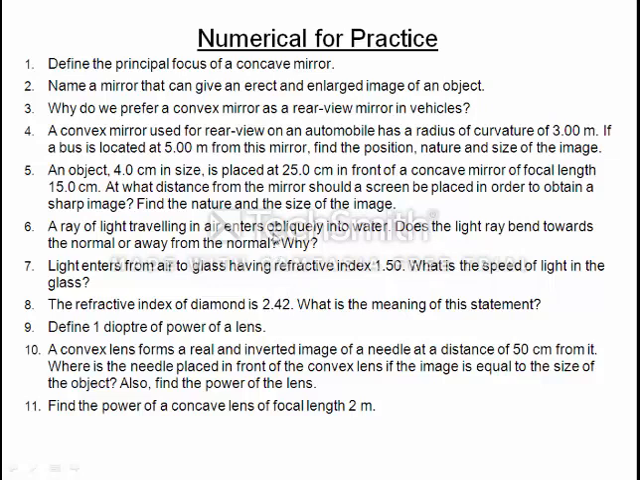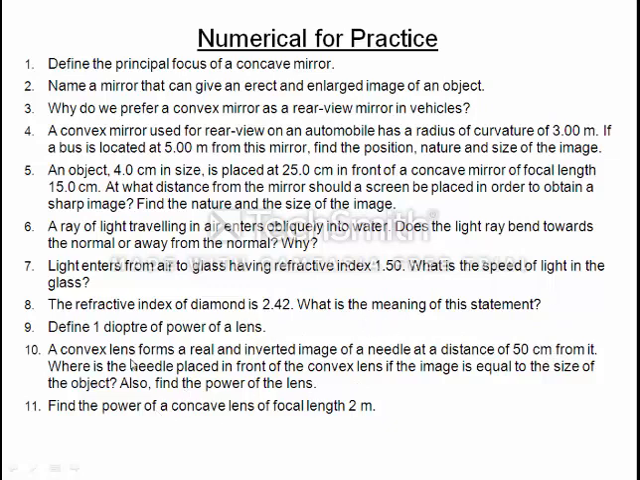We have studied that whenever light moves from a rarer to a denser medium, it moves towards the normal, and whenever a light ray moves from denser to rarer, it moves away from the normal. In the previous slide I have already explained what we mean by 1 diopter of power of the lens. Now here a concave lens is given, and it forms a real and inverted image of a needle at a distance of 50 centimeter from it. So all the things are given to you.